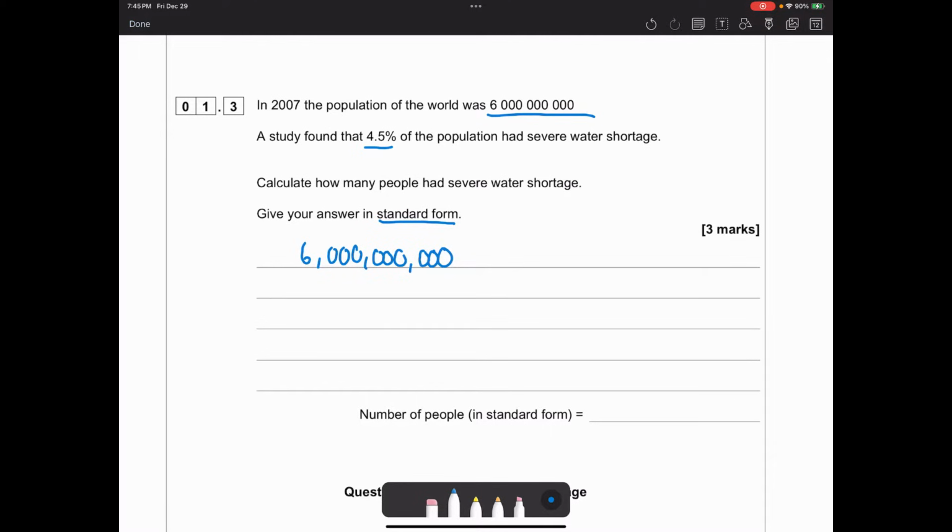What I would then do is find 1%, divide it by 100, times by 4.5 to give me 4.5%, and that gives me an answer of 270 million. So if I get to that point, that would give me 2 marks, but I need to give it in standard form. Remember, standard form is always between 1 and 10, so 1, 2, 3, 4, 5, 6, 7, 8. So my answer would be 2.7 times 10 to the power of 8, and that would be my final answer.